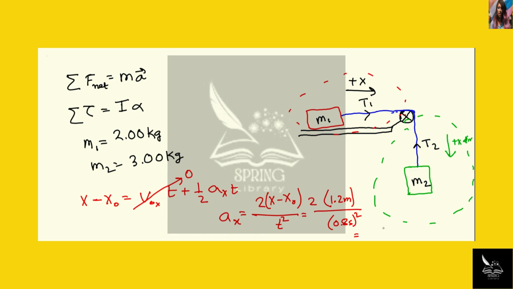So our acceleration will be 3.75 meters per second squared. So if we say this is A1, which is related to mass 1, this is 3.75 meters per second squared. Then this acceleration will be gravity minus this acceleration.